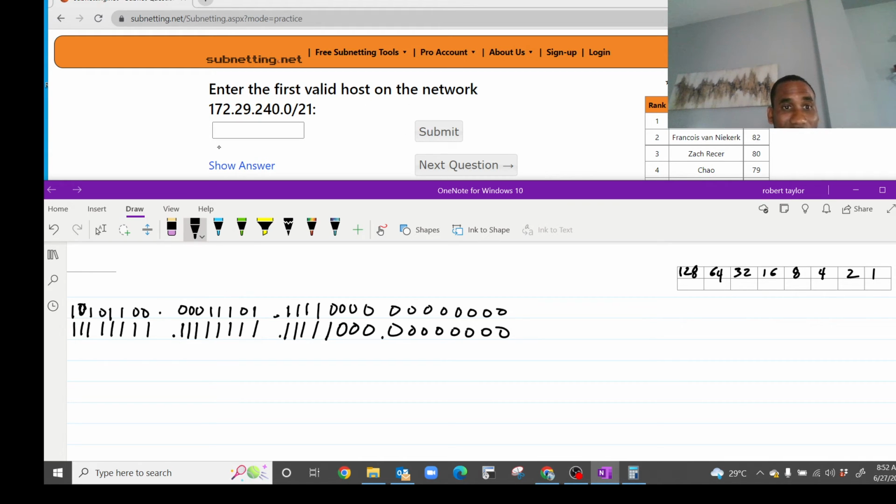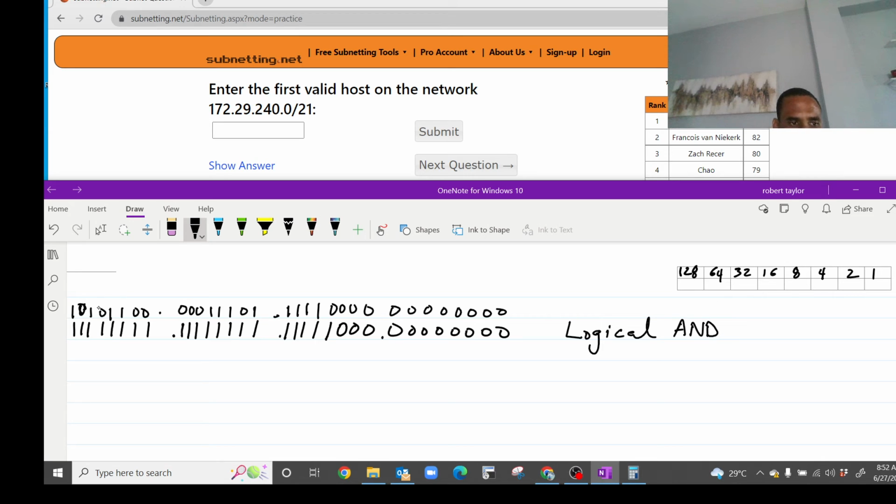So we need to find out if this is the network itself. How do we know if it is the network? We're going to do the logical AND between the binary representation of the IP address and the binary representation of the mask. And if you notice, we try to line them up bit by bit. So what is the logical AND? I'm going to say 1 and 1 is 1.